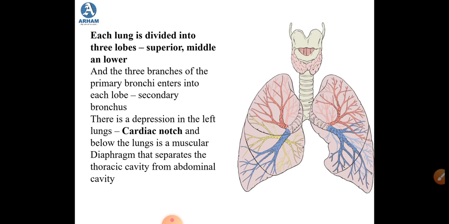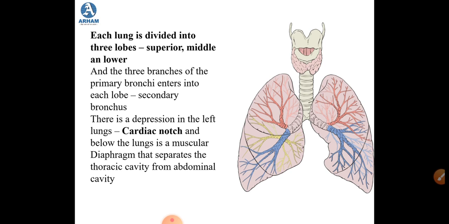So in the left lung, you see there is a depression on the outer side. This depression is known as the cardiac notch. And this depression is actually because the heart is located at that position. Because the heart is located in between the 2 lungs, more towards the left side, it causes that depression which is known as the cardiac notch.